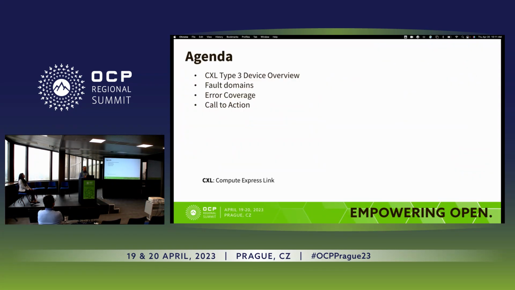What we'll do is first briefly touch base on the CXL Type 3 device. How many of you know about CXL? Great. Then we'll look into the fault domains when we have to use a Type 3 device in our machines. And then what kind of error coverage or fault handling solution would be appropriate for managing those faults. So we'll talk about that, and a call to action.